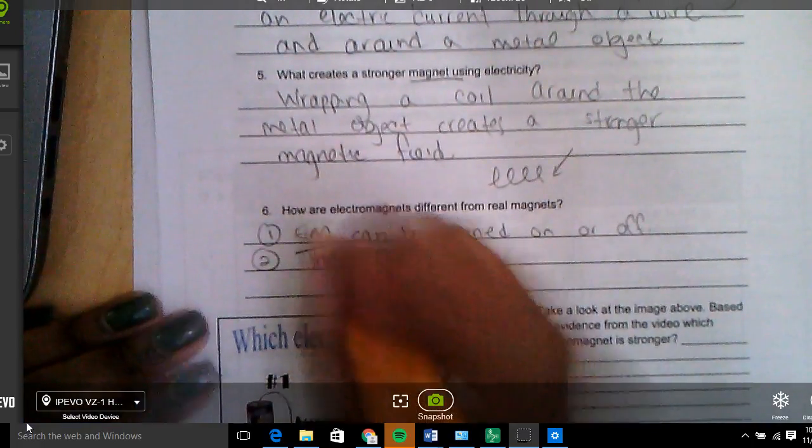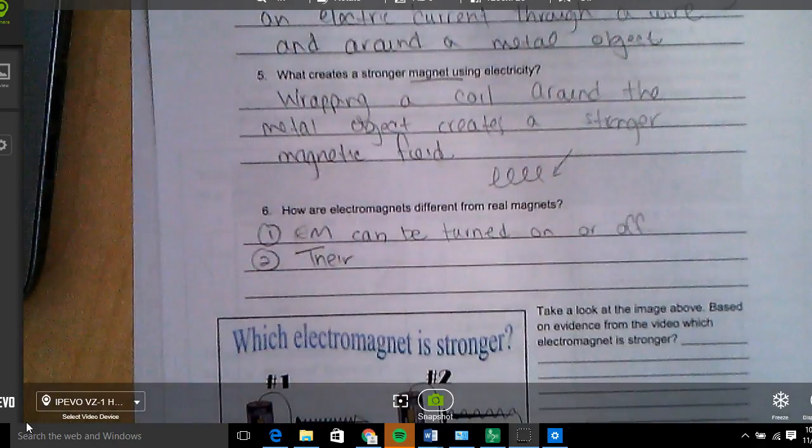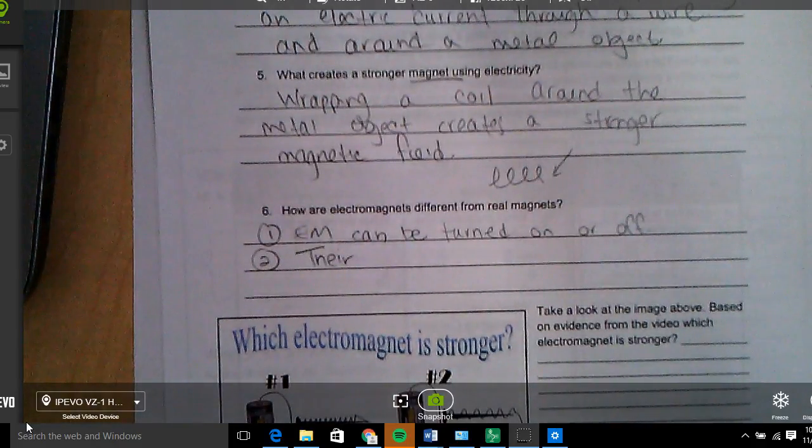Very good. How do we reverse the polarity? Do you remember? What did it do? Yes. You turn the position of the battery.